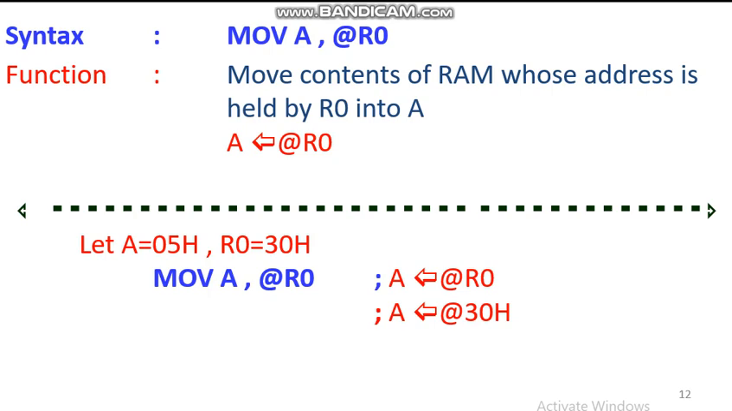So here we have MOV A, @R0. So you can see example here. Let's suppose in A we have 05, R0 is 30. Meaning of this, in A move data pointed by R0. So go at address 30H into RAM. So whatever at address 30H, that data will be copied in accumulator. This is the meaning of this instruction MOV A, @R0.